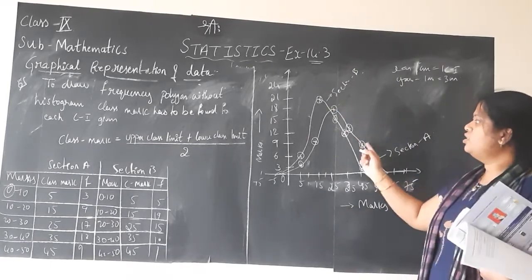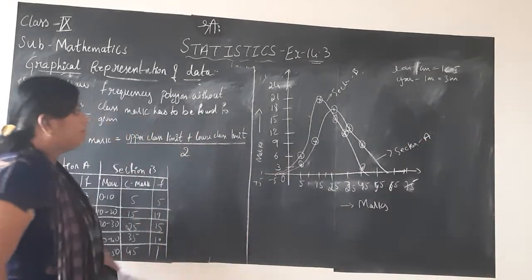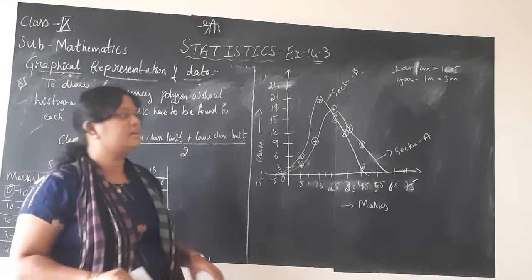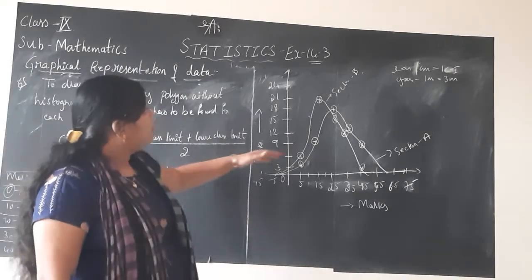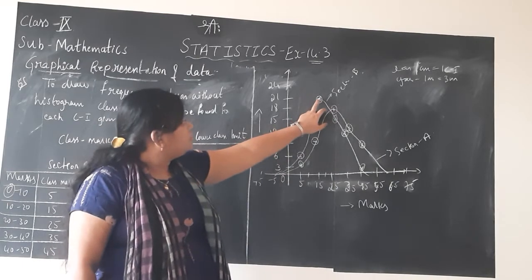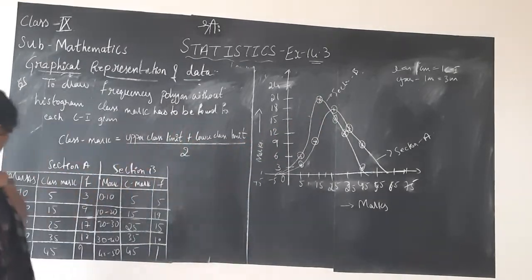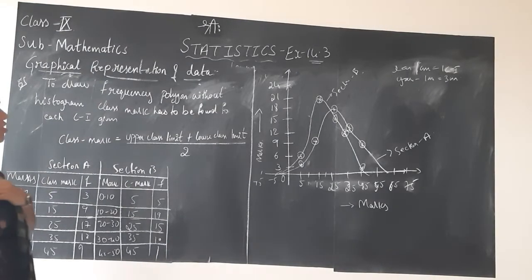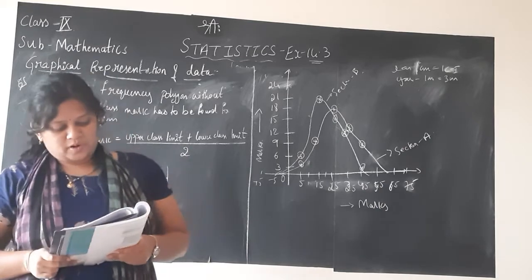So like this, both the sections' frequency curves we have marked in a single graph with the help of a frequency polygon curve. They are asking which section's performance is better. Obviously when you look, the highest score is of section B, so you can say section B has performed well. You can just go through it. That is about the 6th problem.